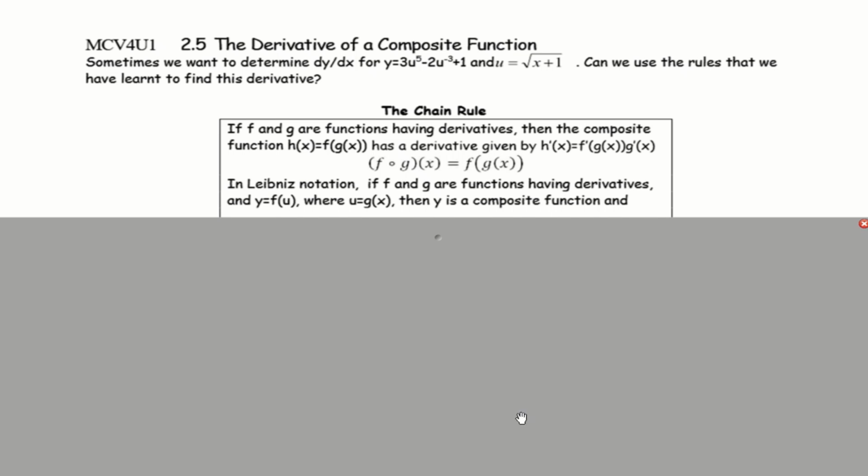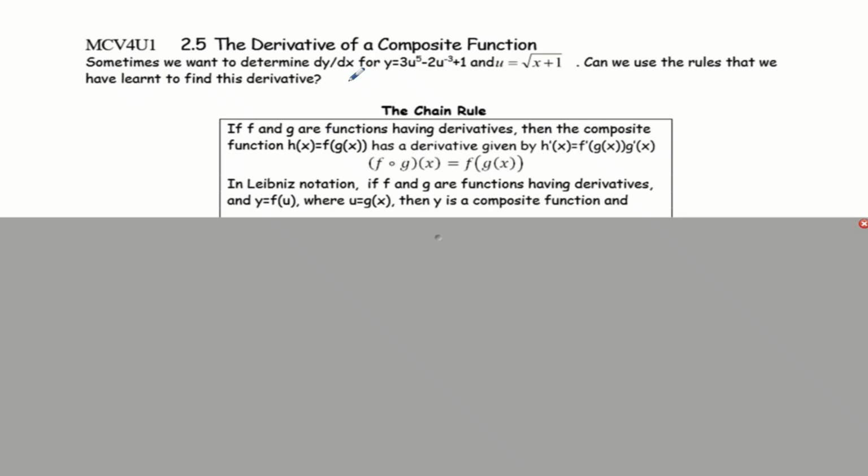Hello, we have done the power rule, the product rule, the quotient rule, and today we are going to learn another rule. It's called the chain rule. The chain rule is used when we have a more complicated function, which we call a composite function.